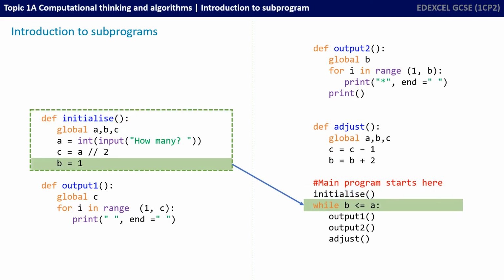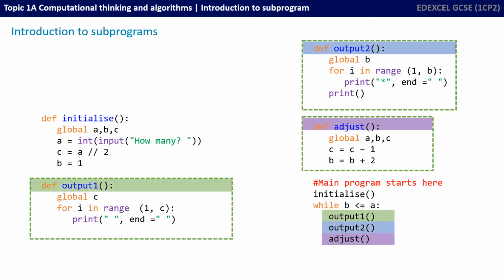When we reach the last line of code in a subprogram, we automatically return to the point where we left the main program. So in the main program we did initialize, we then jumped off to the initialize subprogram, and now we return to the main program, and the next line to execute is the while line.